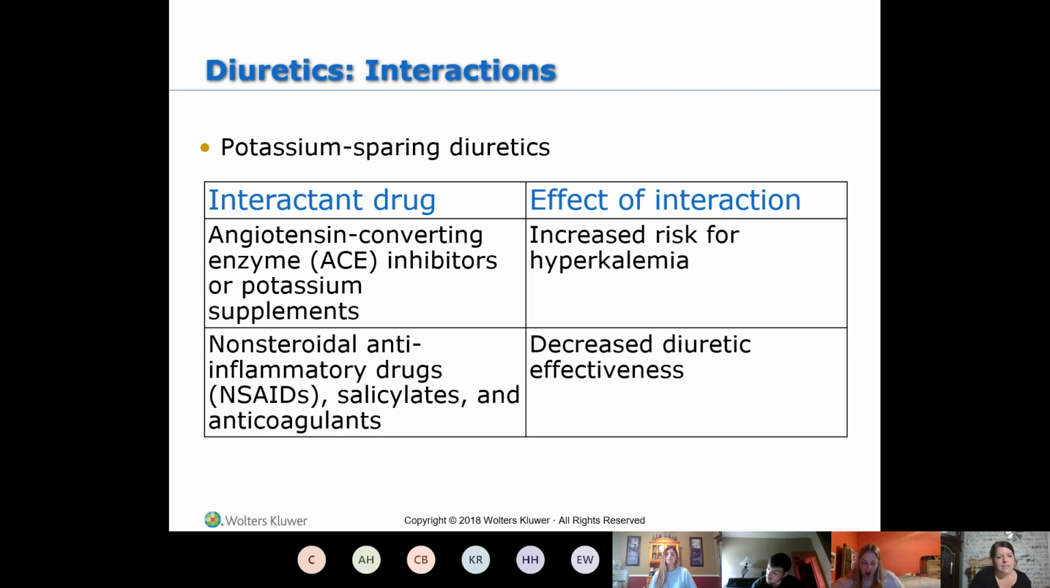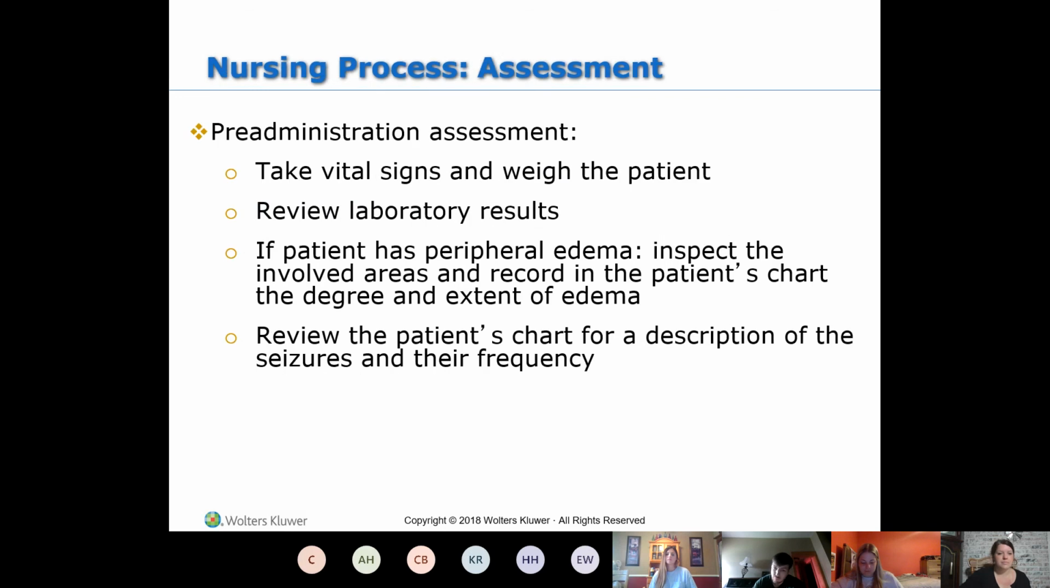And then NSAIDs, salicylates, and anticoagulants can decrease the diuretic effectiveness. All right, and that's really it for diuretics. We're going to go over the nursing process right here, but we pretty much already talked about it, okay? So you take vital signs and you weigh the patient.